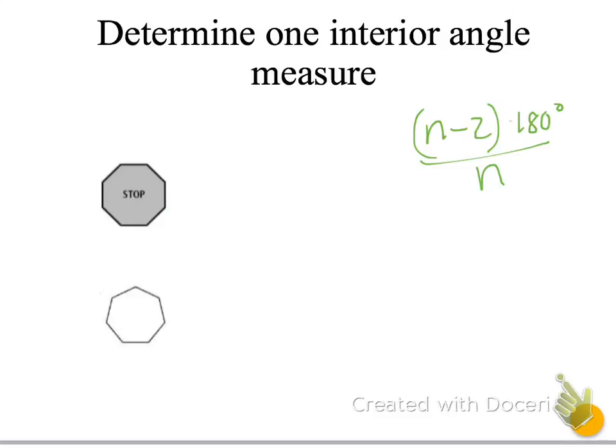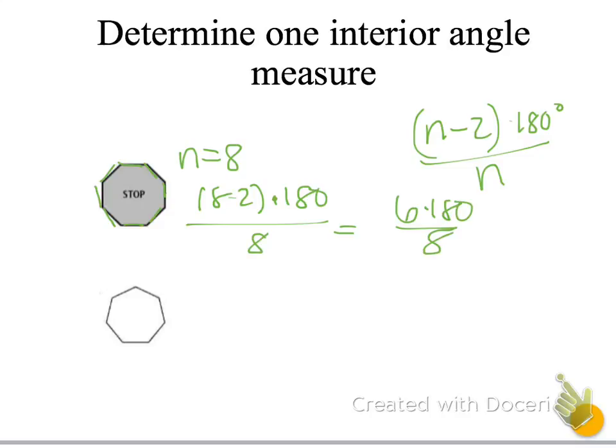So in this, we're going to determine what one single angle degree measure is. First we're going to figure out how many sides we have. We got 1, 2, 3, 4, 5, 6, 7, 8. So my n is going to be 8 in this one. So I'm going to take 8 minus 2 times 180, all divided by that 8 again. So I'll have 6 times 180 divided by 8.